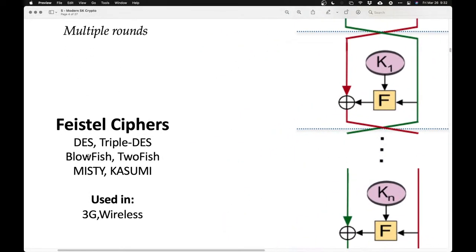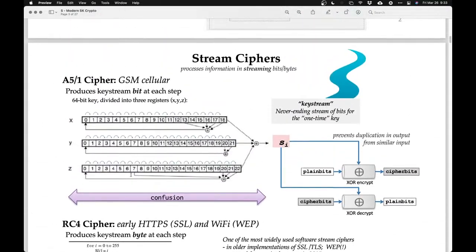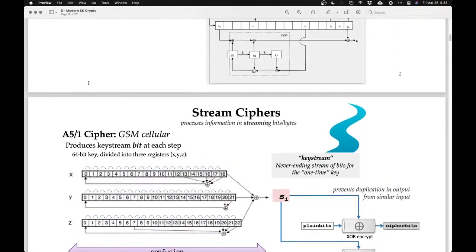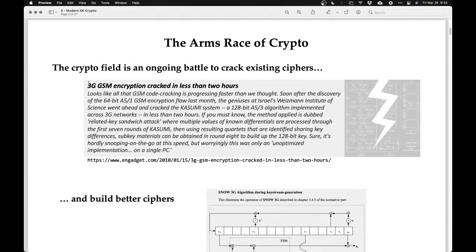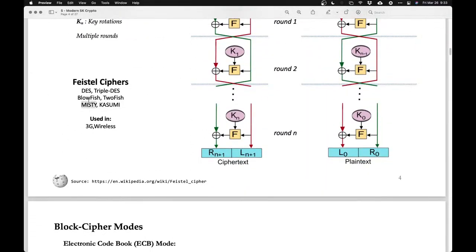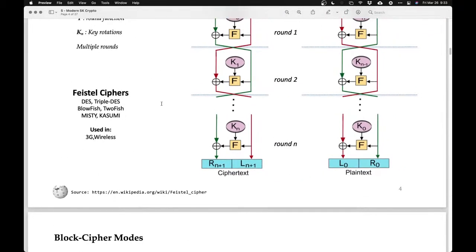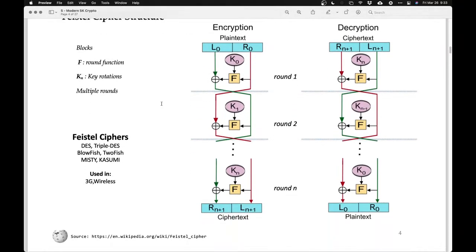Okay. Some popular block ciphers include DES, triple DES, Blowfish, Twofish, Misty, Kasumi, etc. Misty and Kasumi are actually the nicknames of the ciphers used in A5/3, A5/2, and I can't remember the other. But they were also used in wireless 3G communications for some time. All right. So this is an example of block ciphers.